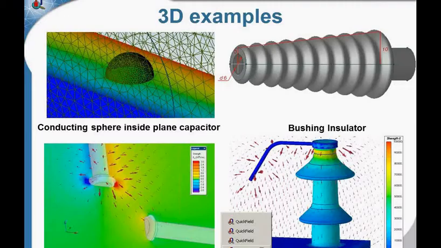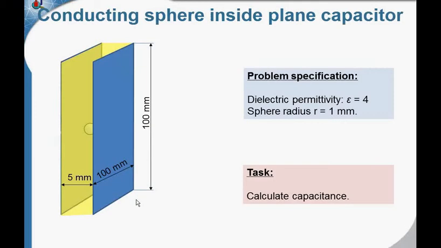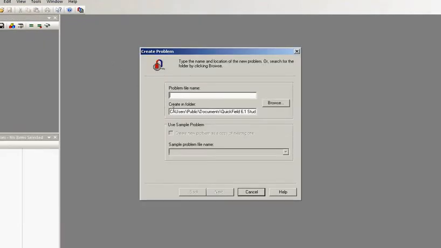Why should I need three-dimensional analysis for the plane capacitor? There is the analytical equation to calculate the capacitance in this case. I will create the new problem, specify the location of the problem files and the problem name.